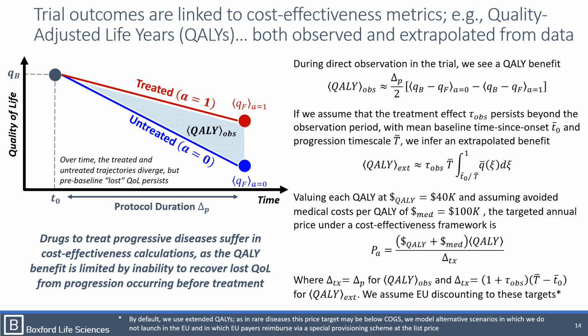We then calculate from that benefit a target annual price by valuing each QALY at 40,000 and assuming we avoid an additional 100,000 in medical costs per QALY obtained, and we divide that value then by the duration of the treatment needed to realize that benefit. We assume by default in the EU that they apply a cost effectiveness framework somewhat like this to our drug, and so if we have a list price higher than that, even if we can command that in the US, we assume that if we're going to get reimbursement in the EU, we have to discount down to that target annual price.